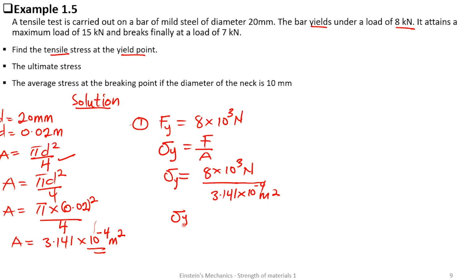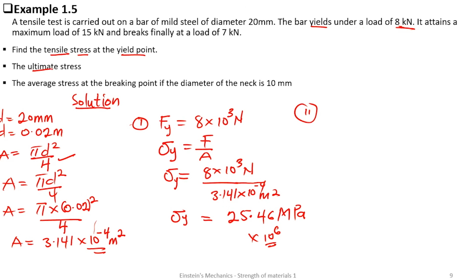The yield stress now is giving me 25.46 megapascal. Remember, megapascal is times 10 raised to the power 6. So 25.46 megapascal. That will be the stress at the yield point. The force was 8 kilonewtons. Let's go to the second one.